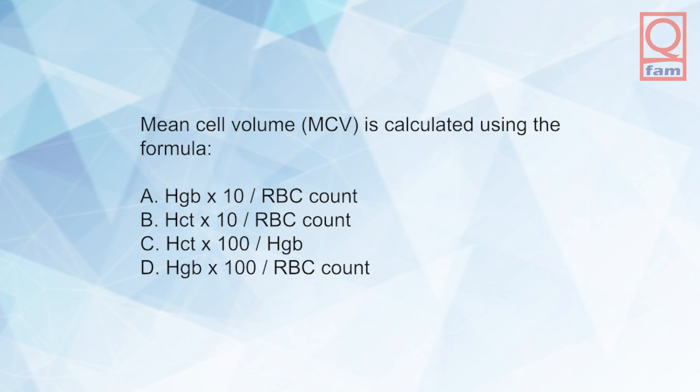Mean cell volume MCV is calculated using the formula A. Hemoglobin times 10 divided by RBC count. B. Hematocrit times 10 divided by RBC count. C. Hematocrit times 100 divided by hemoglobin. D. Hemoglobin times 100 divided by RBC count. The answer is B. Hematocrit times 10 divided by RBC count.